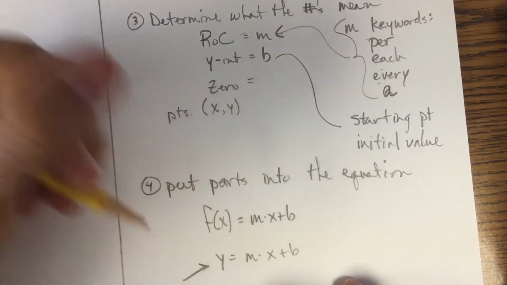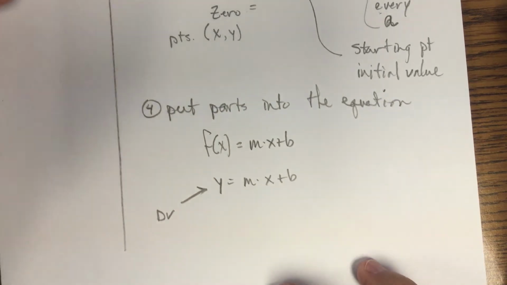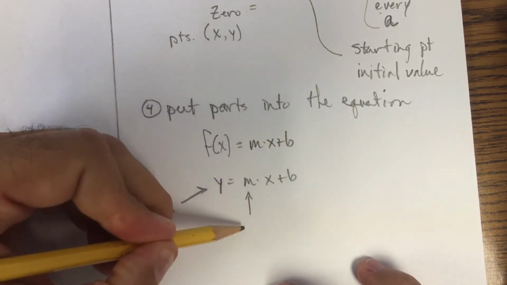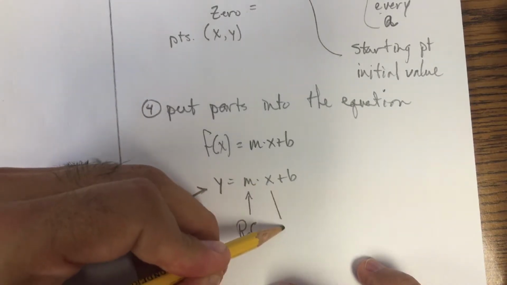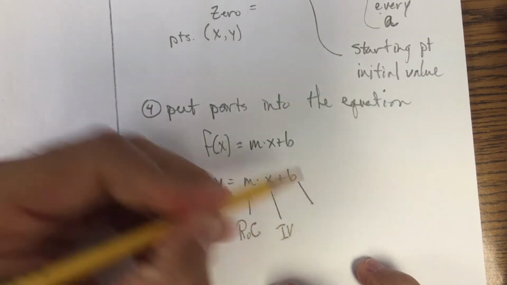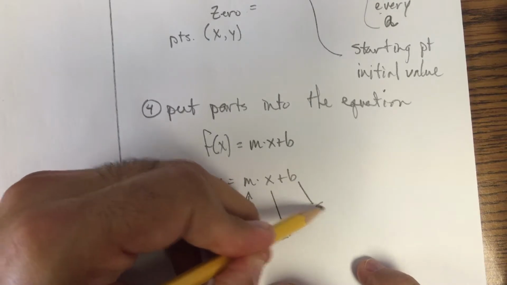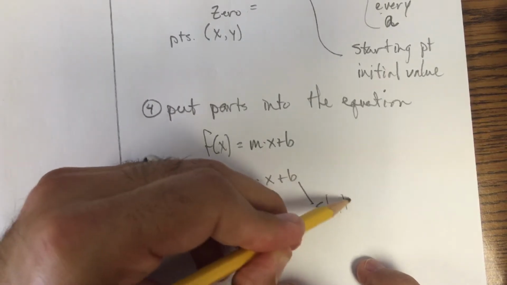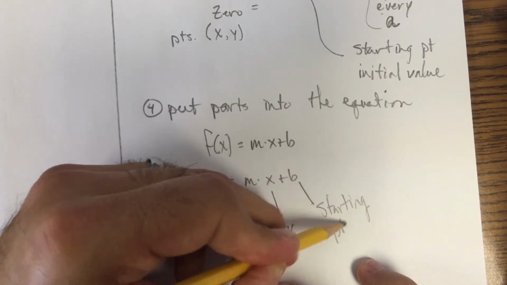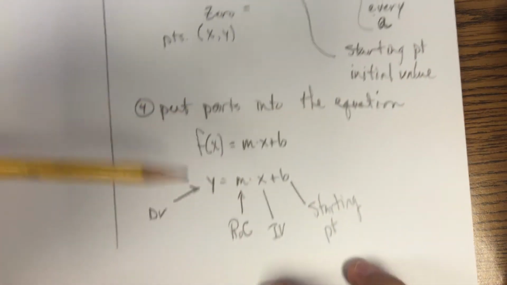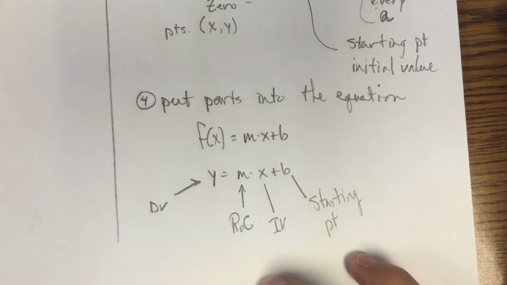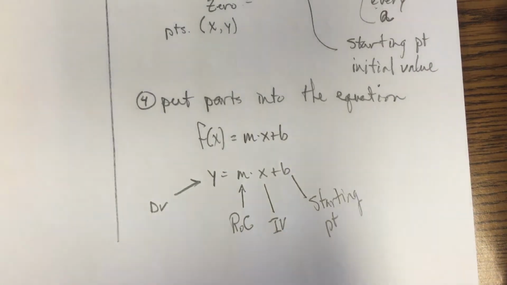This is the dependent variable. Oh, sorry. This is the dependent variable. This is the rate of change. This is the independent variable. And this is the starting point. And once we identify it up here, we just put the 4 bits in the right spot. Let's take a look at an example real quick.